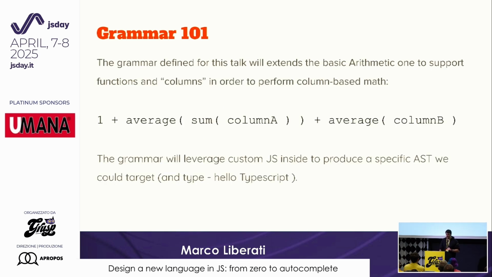So the idea is to build a language to do data analysis like this. And we're going to start with a grammar like the one I've shown you before, just using different JavaScript functions. The functions we're going to use will be leveraged to create a custom AST, an abstract syntax tree which respects some specific TypeScript interfaces, so it's easier to work with. And we're not going to do evaluation directly in the grammar.